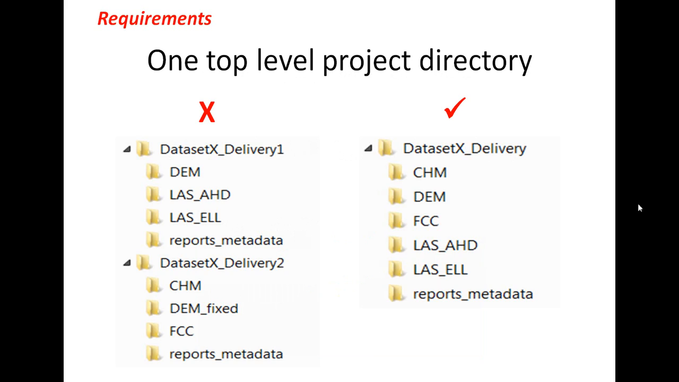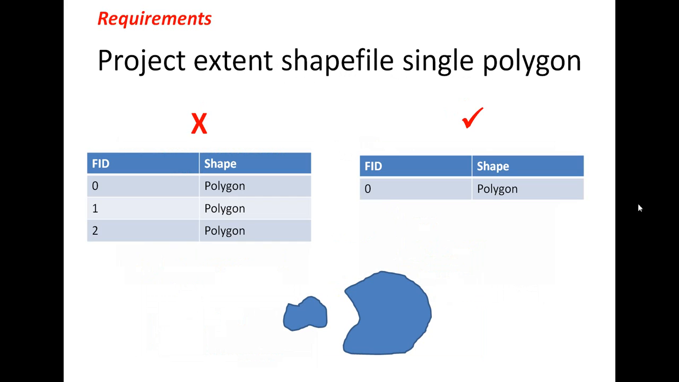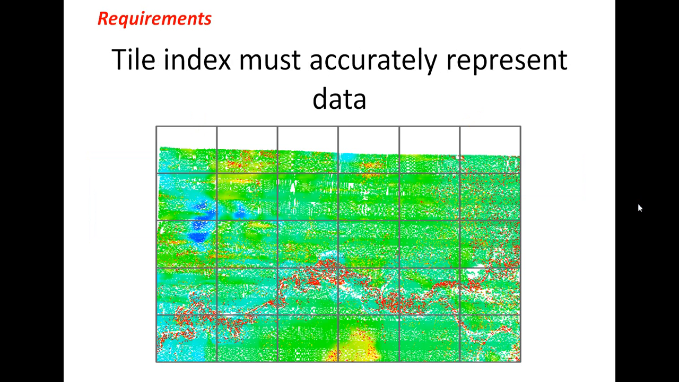Every partial data delivery must be integrated into the one overall project directory, overriding superseded data. The project extent shapefile should be a single polygon, which can be multi-path. The tile index must accurately represent the data, i.e. for every tile of data there needs to be a polygon in the tile index.